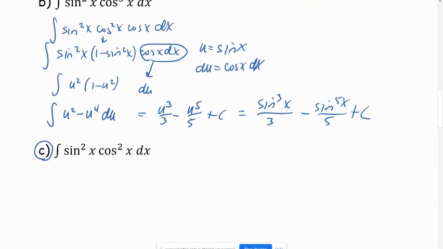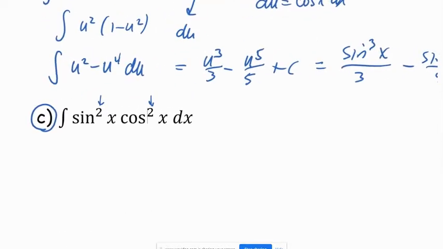Okay, I'll let you go ahead and try C. In this one, both M and N are even, so you're going to use case 3. So pause your video, try that one out, and press play when you're all done.